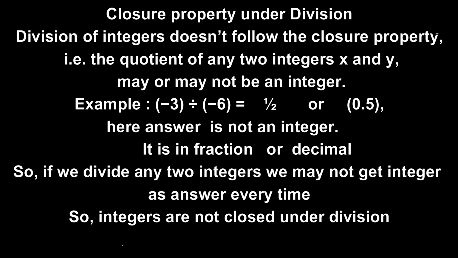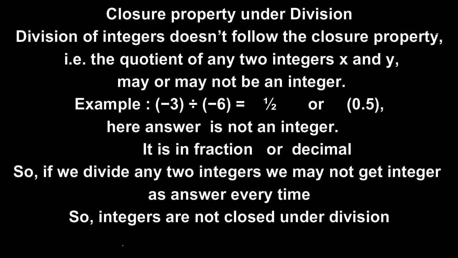As I have explained to you in the previous topic, in integers there are only positive, negative and 0. So here answers are coming in fraction and in decimal, and fraction and decimal are not part of integers. So closure property for division: if we divide any two integers, we may not get an integer as the answer every time. So that is the reason integers are not closed under division.